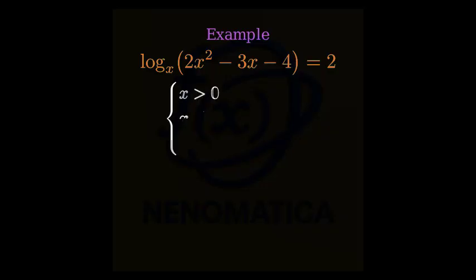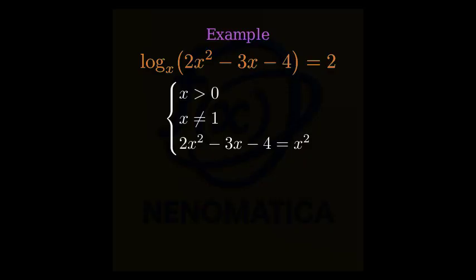Example. We will solve the logarithmic equation exactly following the listed steps. The equation is log base x of open parenthesis 2x squared minus 3x minus 4 close parenthesis equals 2. Step 1. Replace the logarithmic equation by its equivalent system. The base restrictions are x greater than 0 and x not equal to 1. And log base x of a equals 2 means a equals x squared. So the third line is 2x squared minus 3x minus 4 equals x squared.